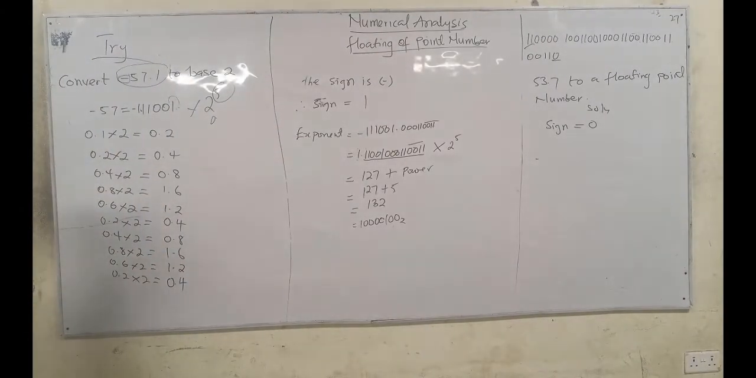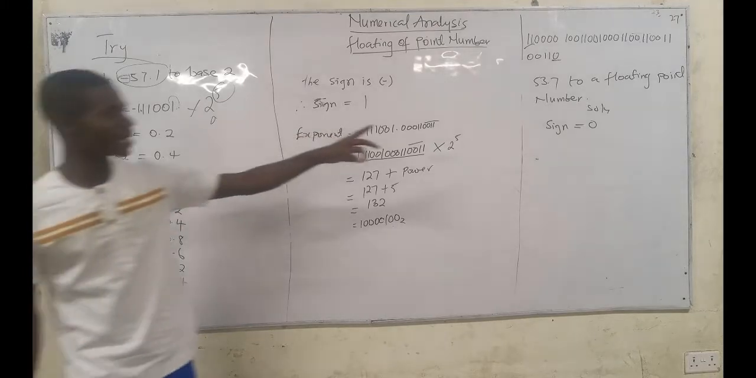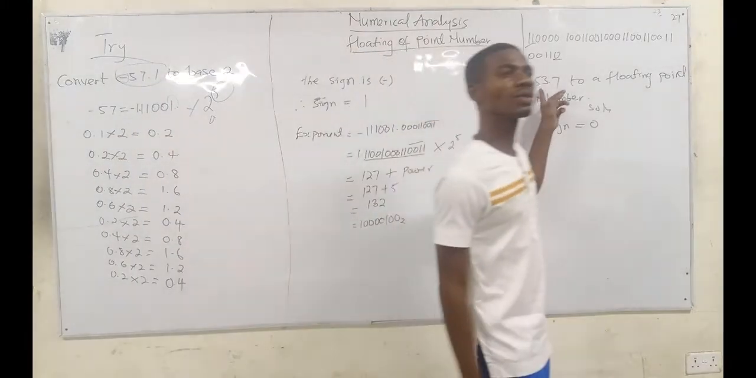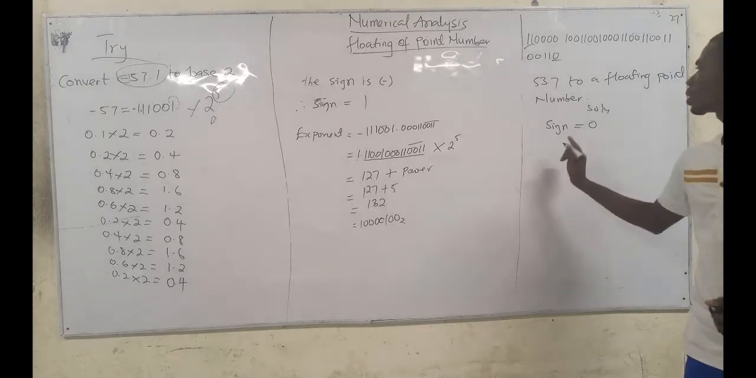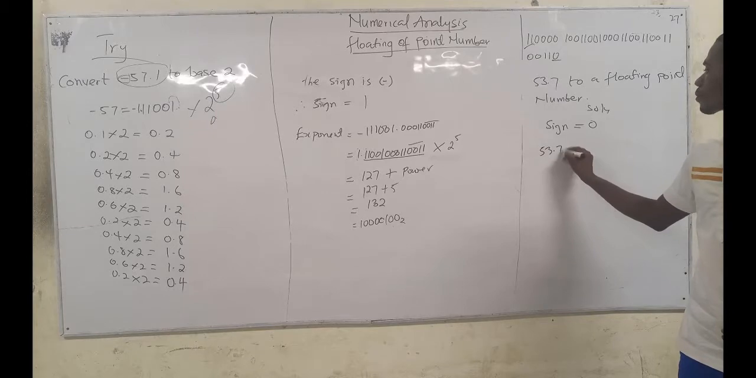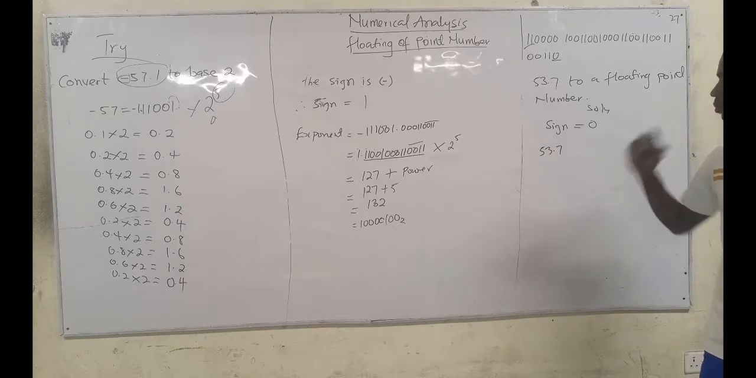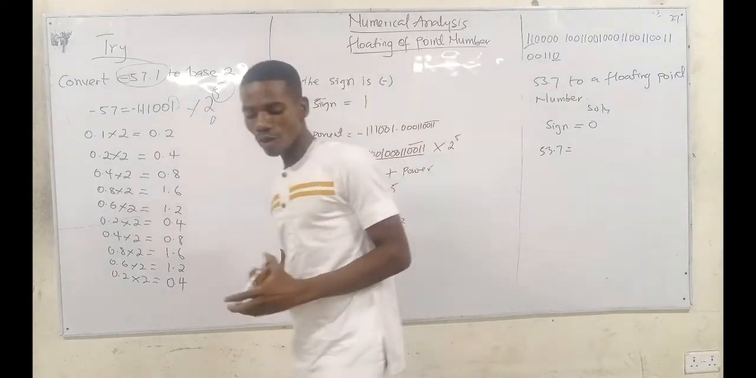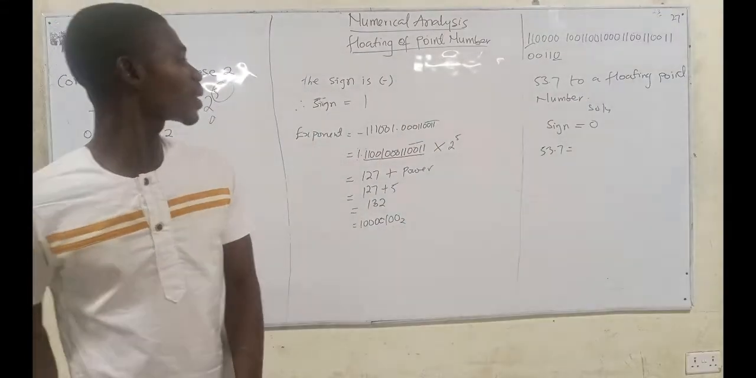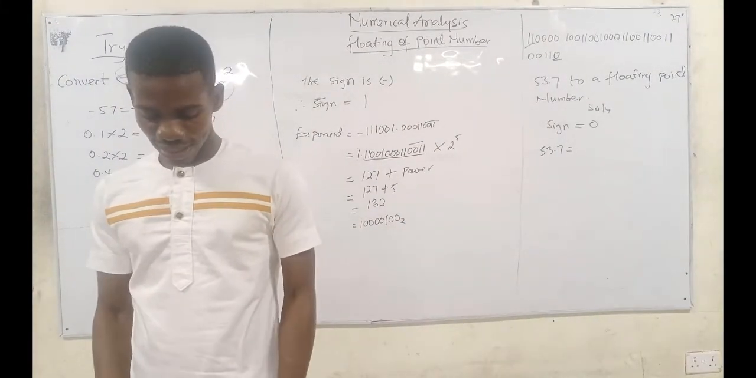So the second one, we need the exponent. But before you can get the exponent, you must convert this number to what? Base 2. That's where we have to start, with base 2, before we come to this place. So let's convert that 53.7 to base 2. So you do it for me, then you tell me the answer. So convert the 53 first, before the 0.7.